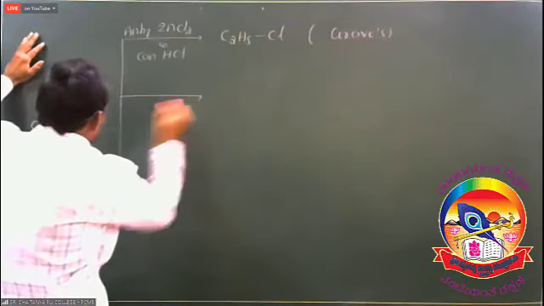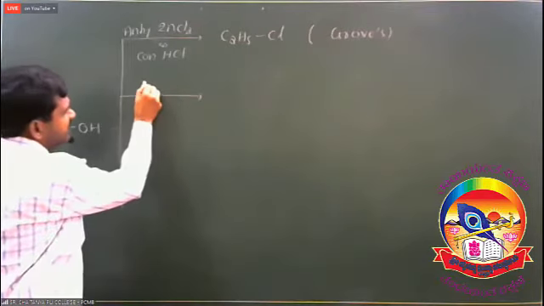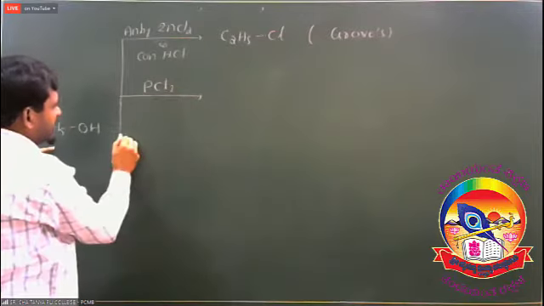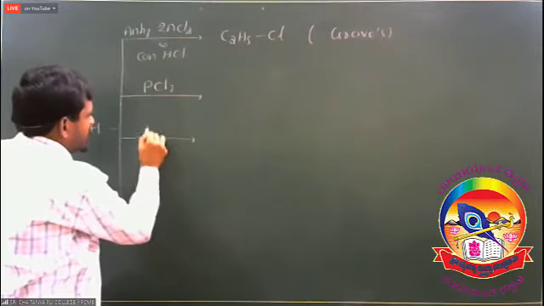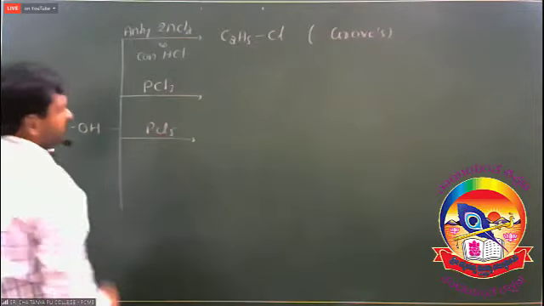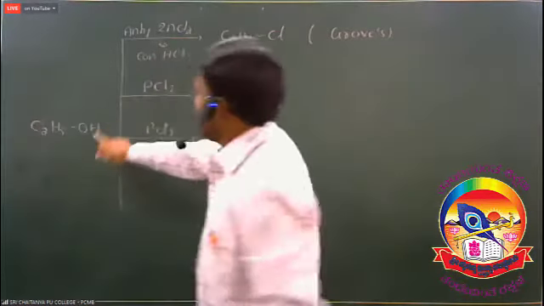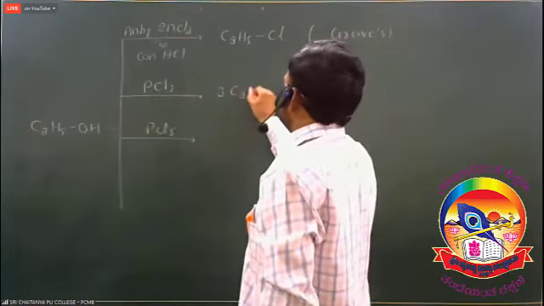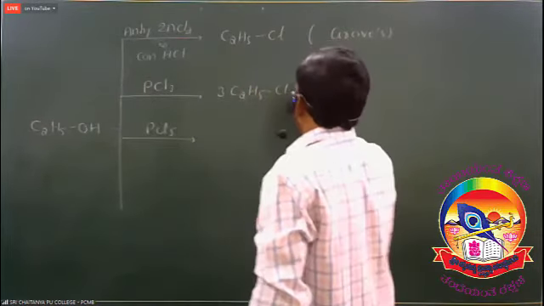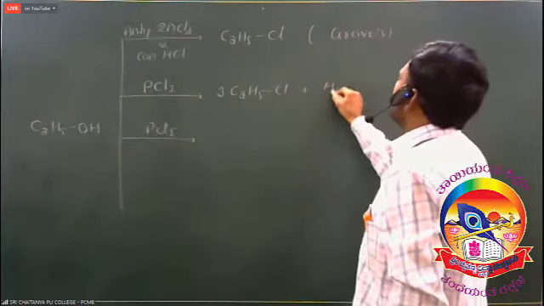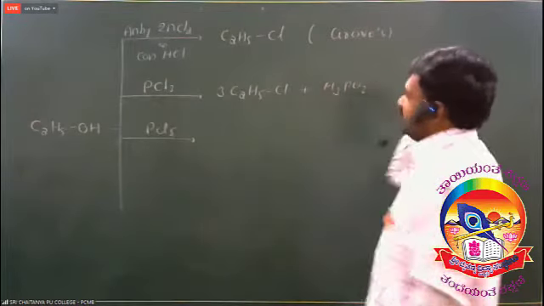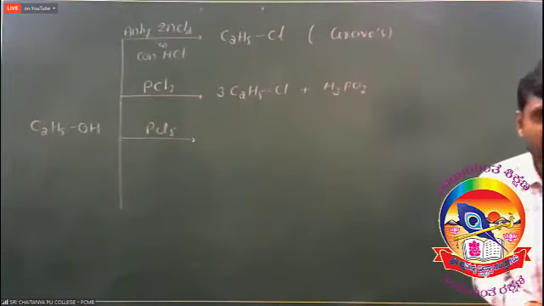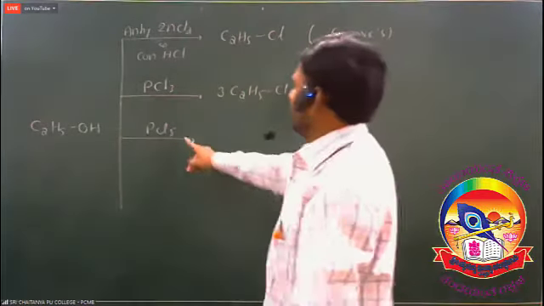Ethyl alcohol reacts with the phosphorus halides, either PCl3 or PCl5. In the PCl3 reaction, 3 moles of ethyl alcohol are involved. It gives 3 moles of ethyl chloride, and H3PO3 is the byproduct.